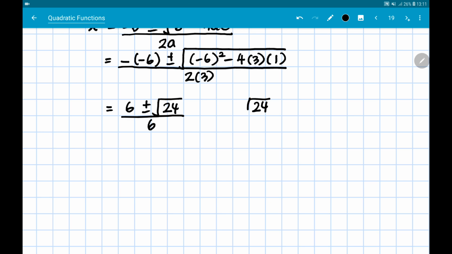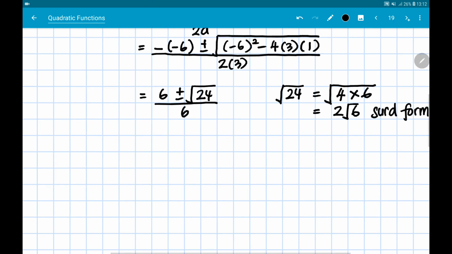Square root 24 is equivalent to square root of 4 times 6. Since there's a square root for the 24, I must square root 4 and 6 as well. The square root of 4 will give us 2, but 6 will still remain as square root 6. We call this surd form. You guys will learn this much later. But for now, understand you can do it by this method, or you could press it in your calculator. This will work for the silver color calculator and the white color calculator. So this means I now have 6 plus minus 2 square root 6, divided by 6.